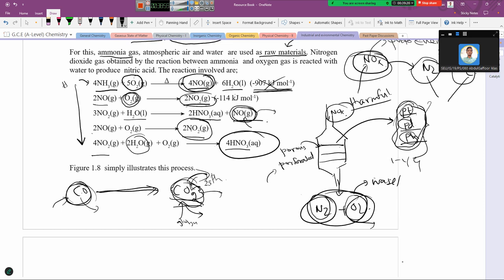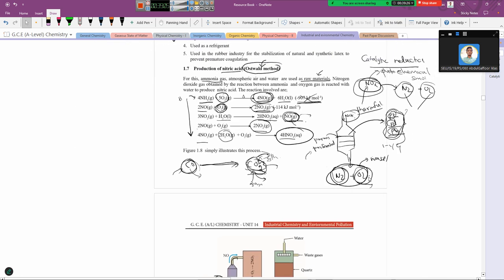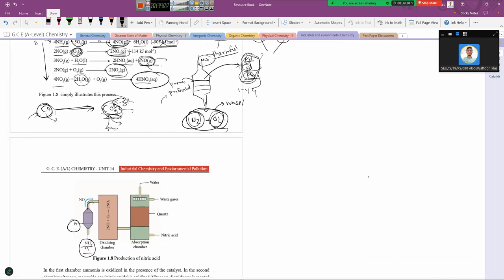Now again NO gas should be mixed with oxygen gas. That's what happens here, right? In this second chamber, NO gas is mixed with oxygen gas to produce NO2 gas. Now this NO2 gas should be dissolved in water to produce nitric acid. So finally we have nitric acid.